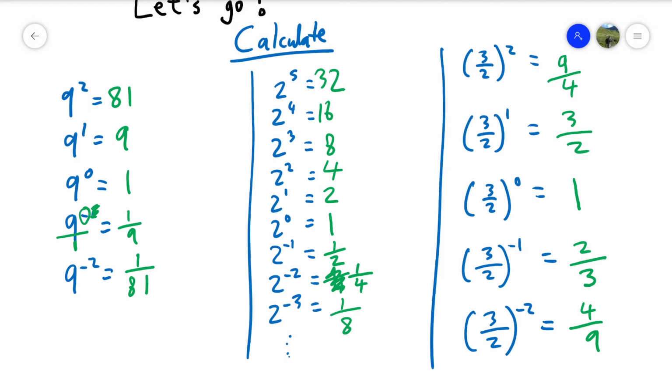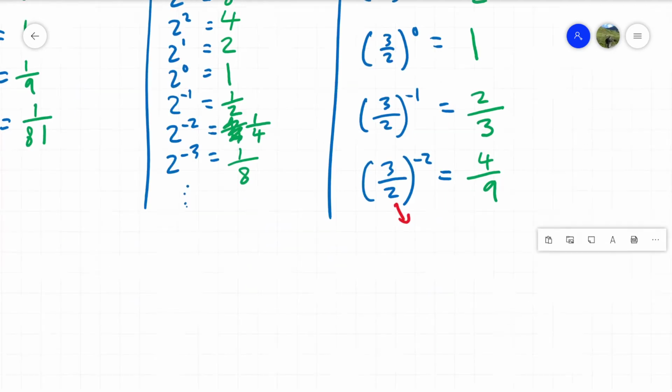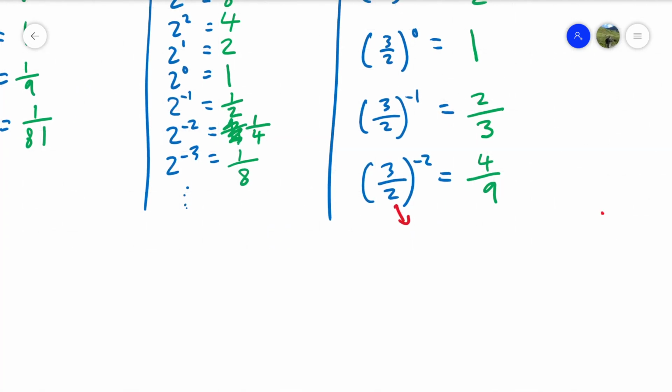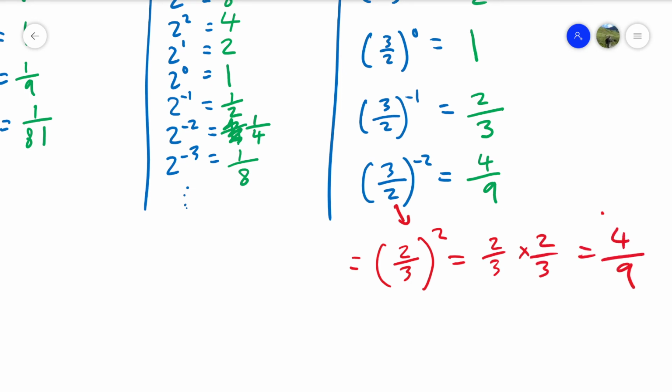Notice this one here. Let me just shift it a bit. You could say, oh, well, there's a minus and there's a 2. I'll do the minus first. So I've now got 2 over 3 squared. And 2 over 3 squared is 2 over 3 times 2 over 3, which is 4 over 9. With practice, I just get used to seeing this and doing it kind of a bit shortcutty, but that's what that means.